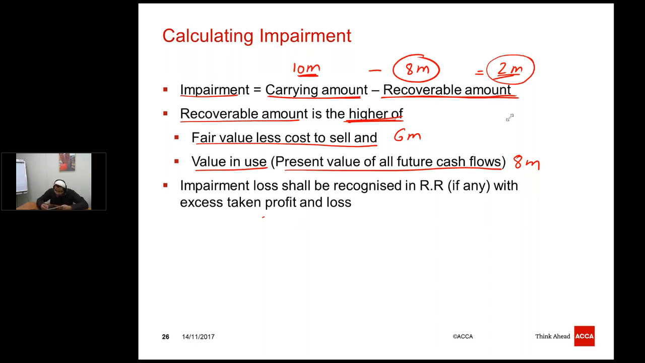So now how are we going to record the loss? Impairment loss shall be recognized in revaluation reserve, if any. If there is any revaluation reserve for the asset, we are going to record it over there with the excess taken to P&L. So impairment losses are actually recorded in P&L if there is no revaluation reserve. But if there is a revaluation reserve, we eliminate the reserve first and then move towards the P&L.